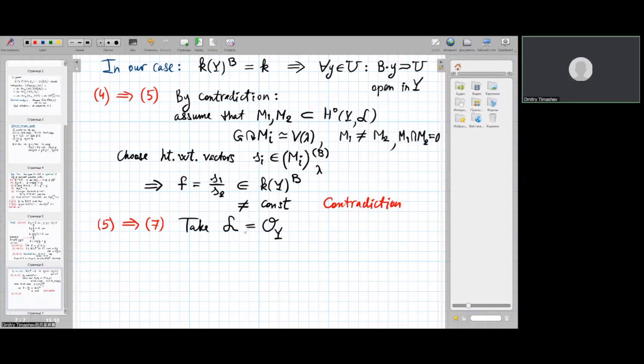This is a usual thing when you consider line bundles or vector bundles. You identify them with the sheaves of sections.